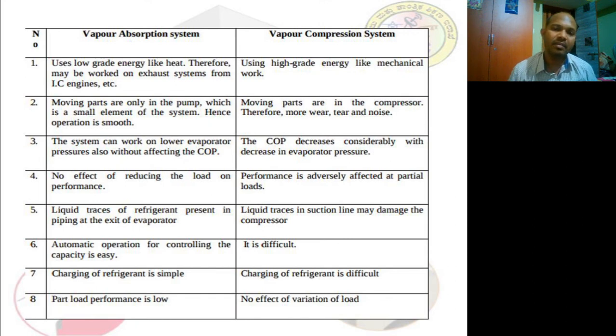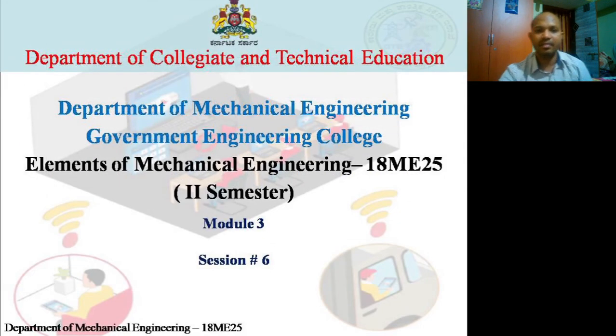And nowadays even vapor compression refrigeration systems are not preferred because the refrigerants used in VCR damage the ozone layer. So that is of major concern. Okay. Now this ends the refrigeration system in the 6th session of the 3rd module, and we are left with only the air conditioning system. Let us discuss it in the next class.